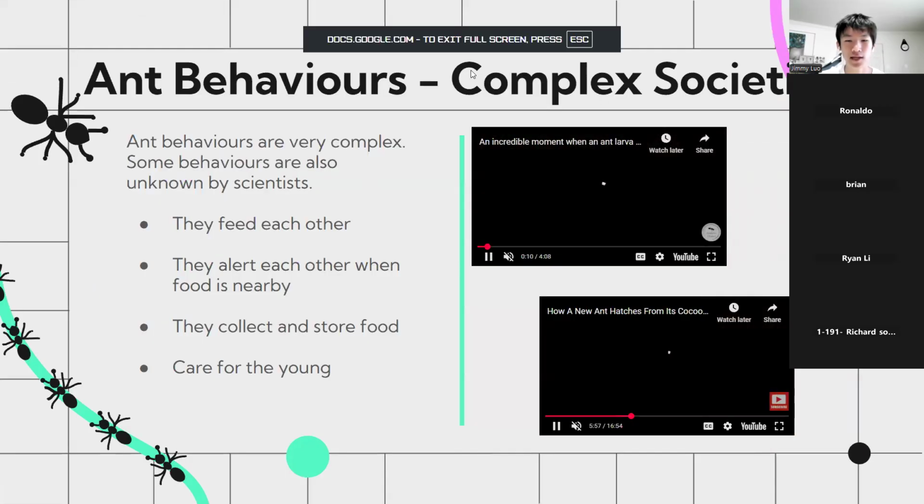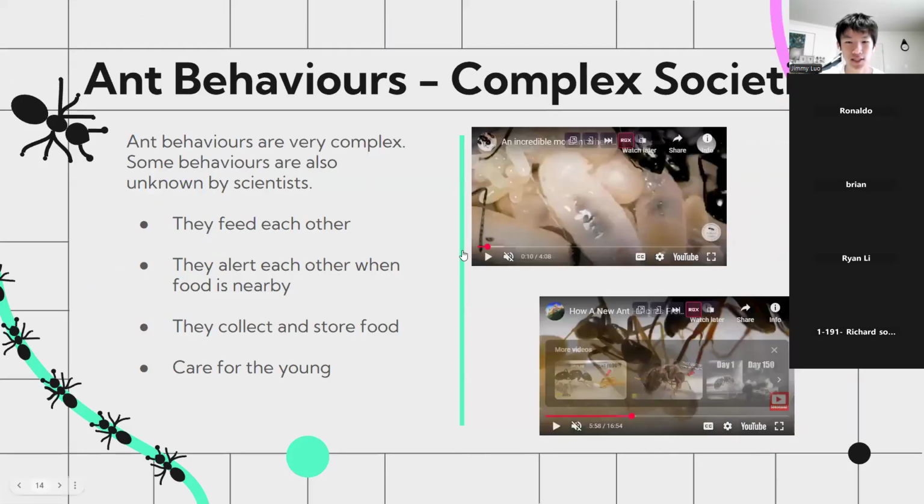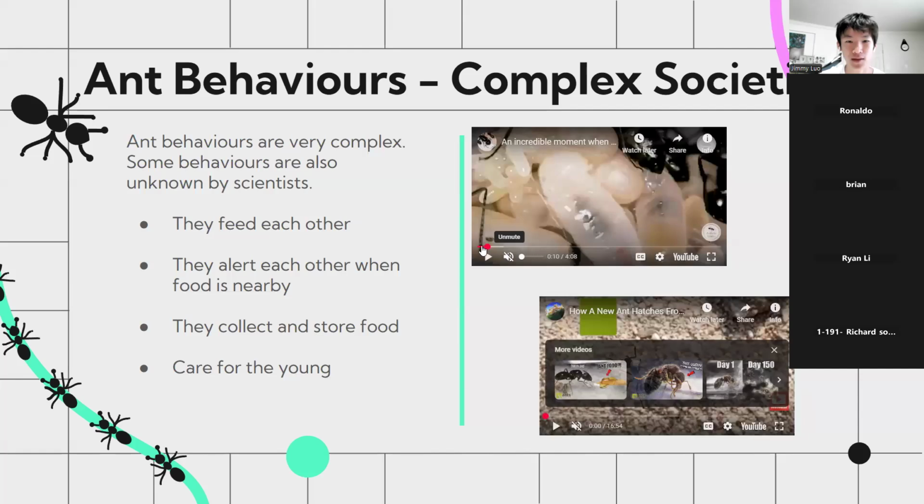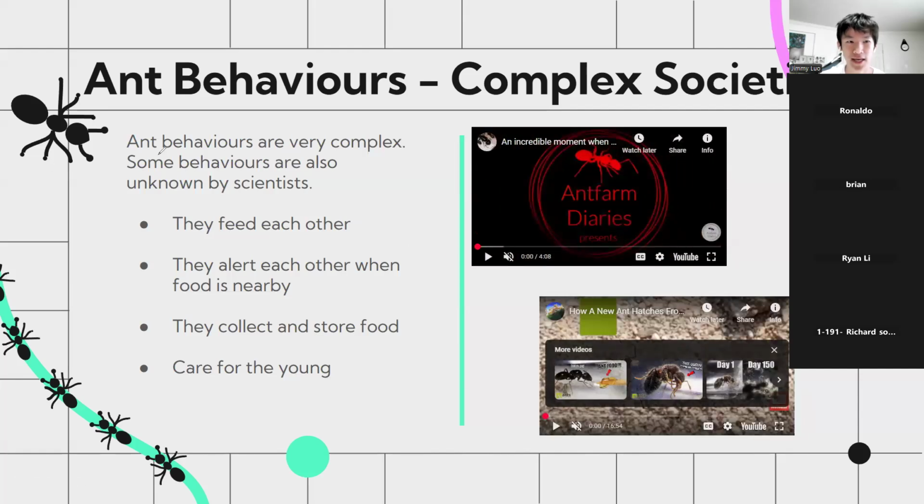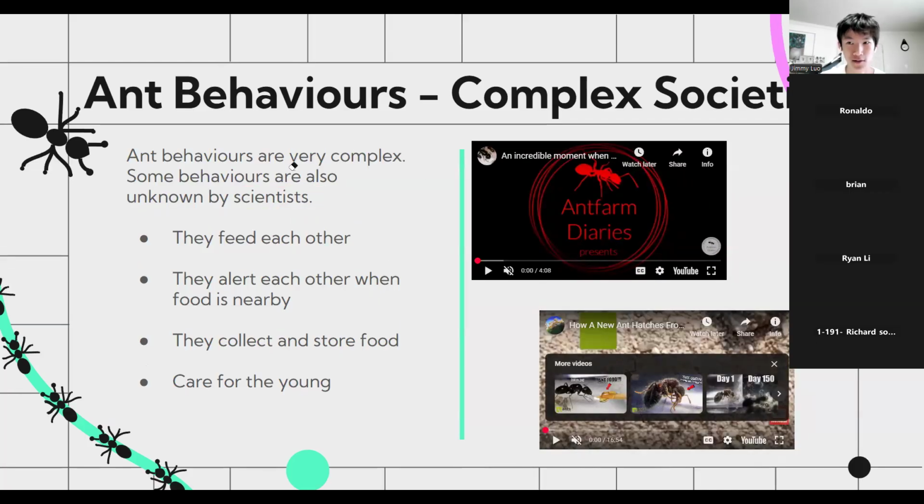Okay, so ants also form really complex societies, right? Their behaviors are really complex, and some behaviors are even unknown to scientists, which is really crazy because such small creatures could have such big personalities. Essentially, ants feed each other. Like we talk about, they care about each other, just like humans. And they also alert each other when food is nearby, so they tell each other where the food is.